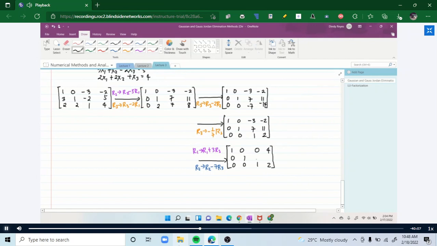So this is still 0. This is still 1. Now, this becomes 0. And then for that particular entry, the 11, what will be its value? R2 is 11 minus 7 times R3. 7 times 2. So that's 11 minus 14. So negative 3.